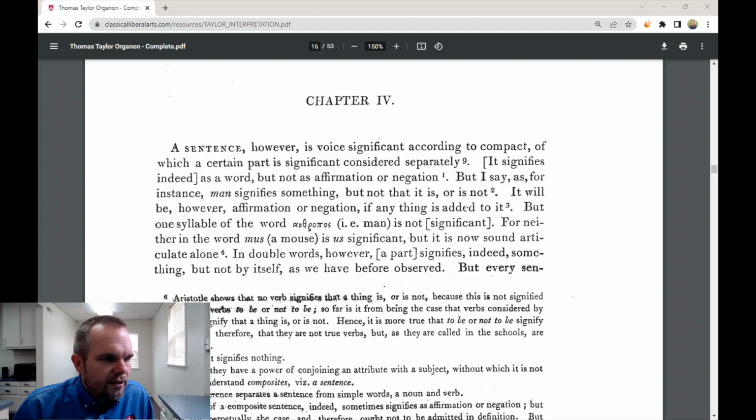To move on here, he says, but I say, as for instance, the word man signifies something by itself. The word man signifies something by itself, but it doesn't express that it is or is not. It doesn't affirm or deny. It doesn't express affirmation or negation, but it does signify something by itself.